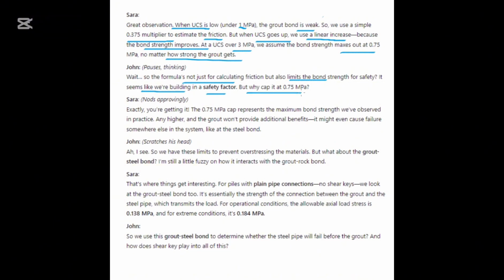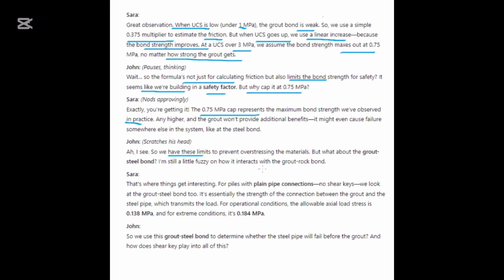But why cap it at 0.75 MPa? Exactly, you are getting it. The 0.75 MPa cap represents the maximum bond strength we have observed in practice. At any higher, the grout won't provide any additional benefits. It might even cause a failure somewhere else in the system, like at the steel bond. I see. So we have these limits to prevent overstressing of the materials.